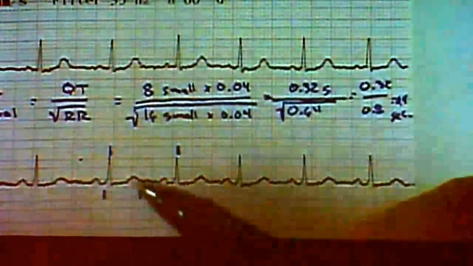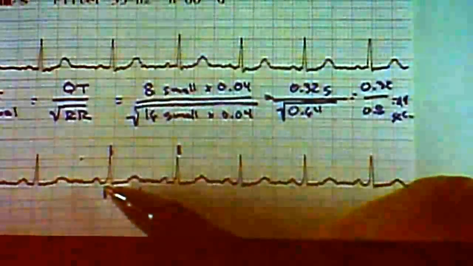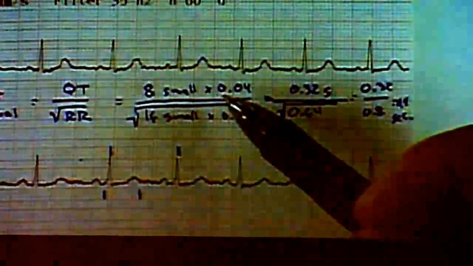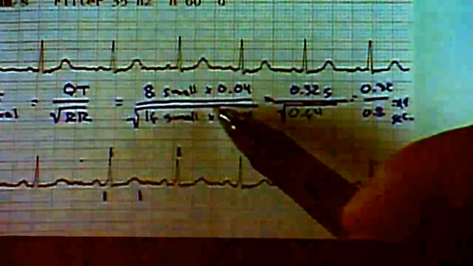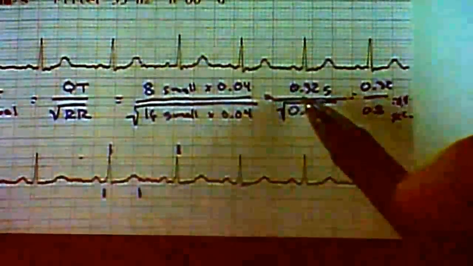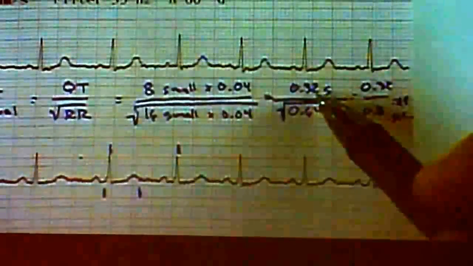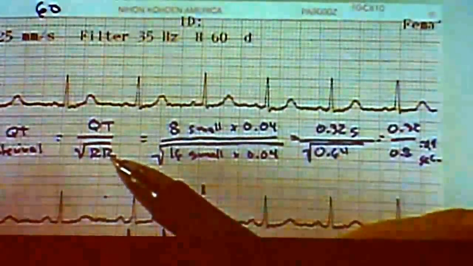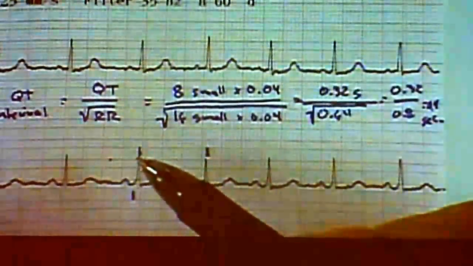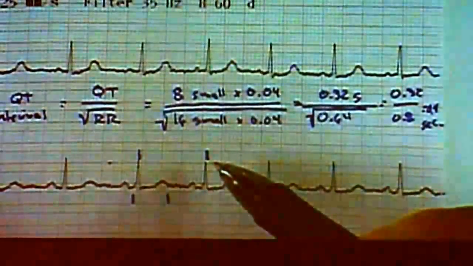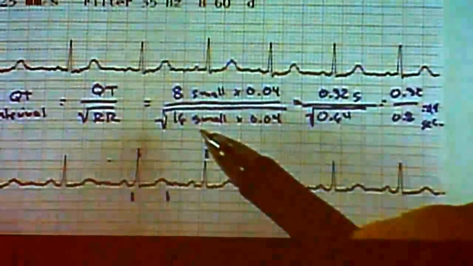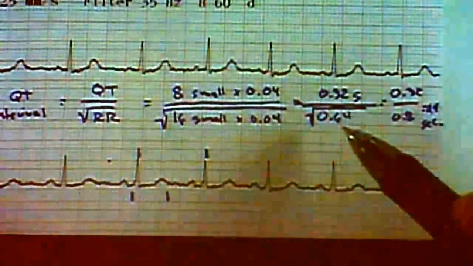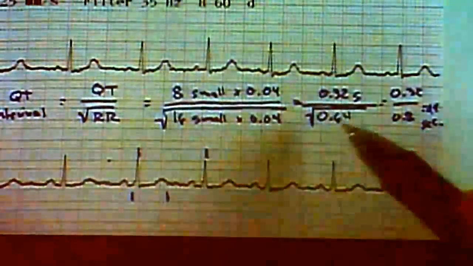First thing you're going to do is get your QT. So the beginning of the Q to the end of the T, count the small blocks, and multiply by 0.04. 4 times 8 is 32, so my answer is 0.32 seconds. That's your QT. You're going to need to divide that by the square root of RR. So you find your R by going R to R. In my case, I got lucky because it was 16. 16 times 0.04 is 0.64. Obviously, the square root of 64 is 8. So that made it easy.